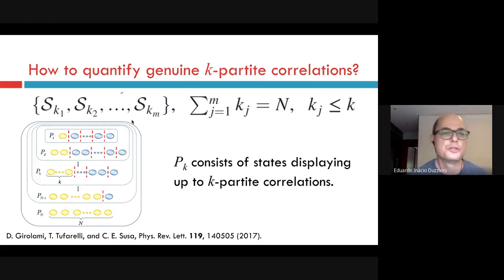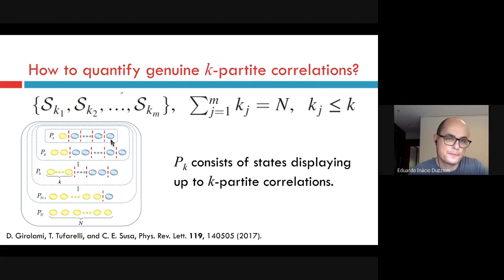So the first question here is how to quantify the genuine k-partite correlation. Here k is used to define the order of the correlation. So suppose that we have a system of n particles. When you split the system in different portions, with just one particle in each portion, we are defining the space of states P1. However, it's possible to put two particles in each portion. There are different ways. It's necessary to take into account all possible splits that have at most two particles in one portion. This is the P2 states.